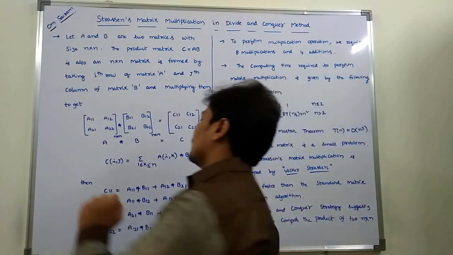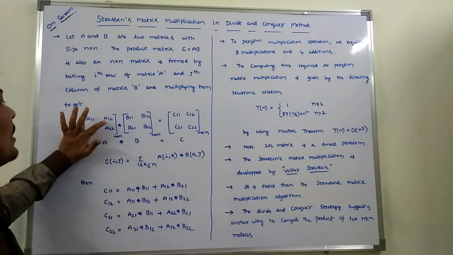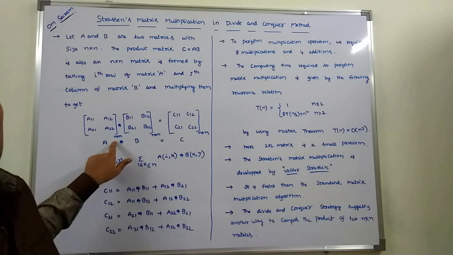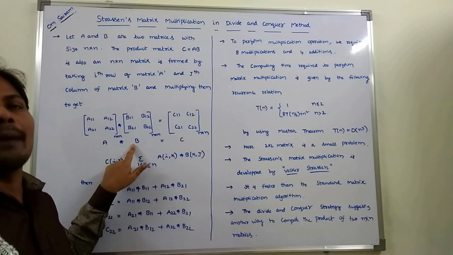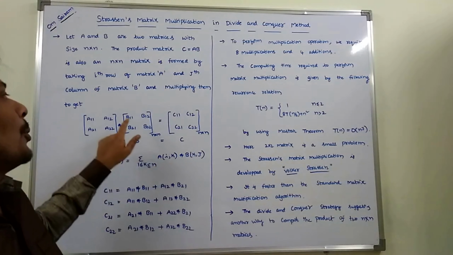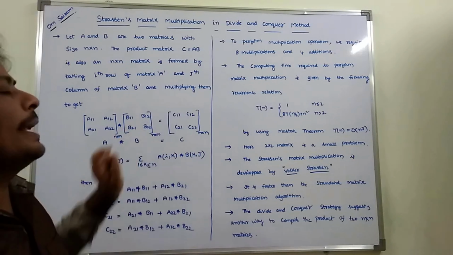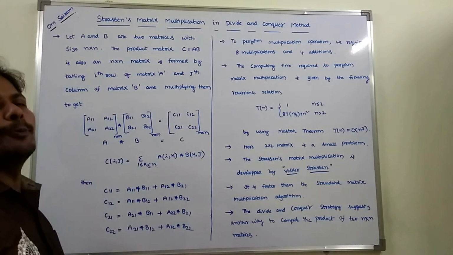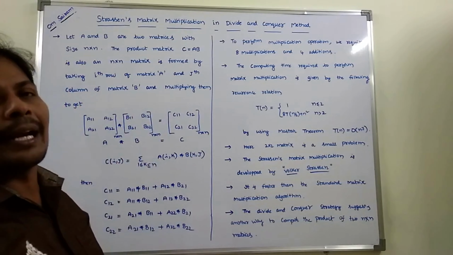So for example, this is matrix A. It contains four elements A11, A12, A21, A22. So here the matrix size is 2 by 2, that is n is equal to 2. Now we take another matrix with the size 2 by 2. The elements in matrix B are B11, B12, B21, B22. Now we have to multiply these two matrices, then we can get the resultant matrix C.